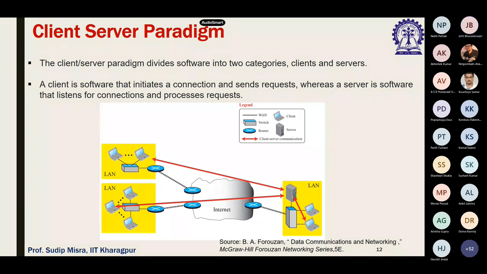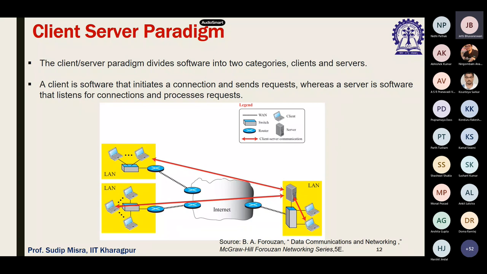The client software initiates a connection and sends the requests, whereas the server software listens for these connections and processes the requests. So the client is for initiating the connection and sending the requests, whereas the server is for listening for these connections and for processing the requests. So we have the client and the server.